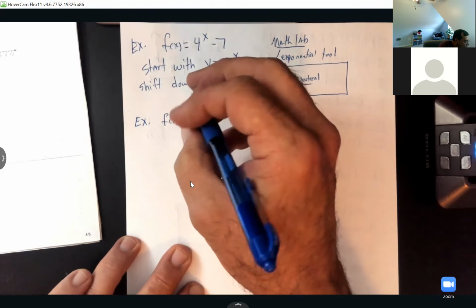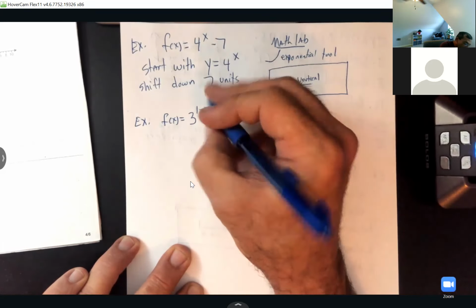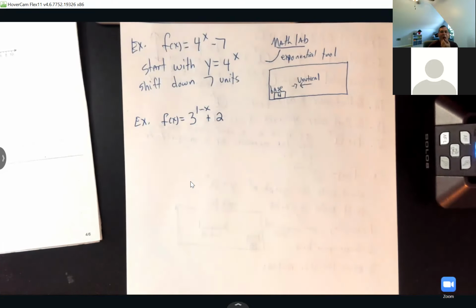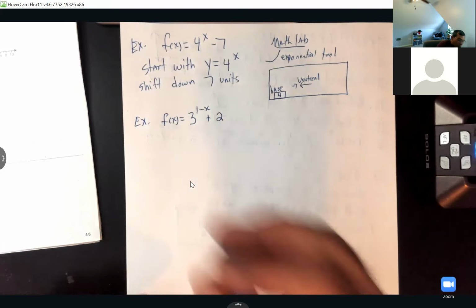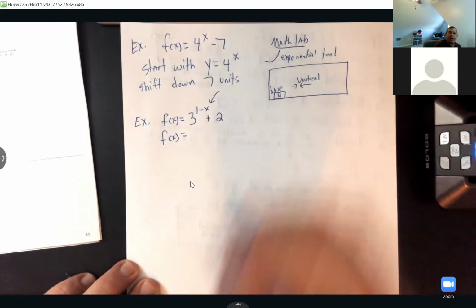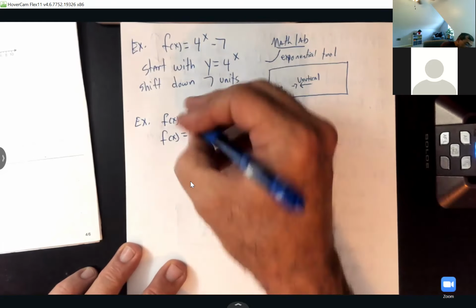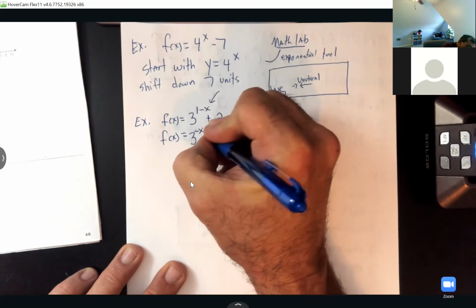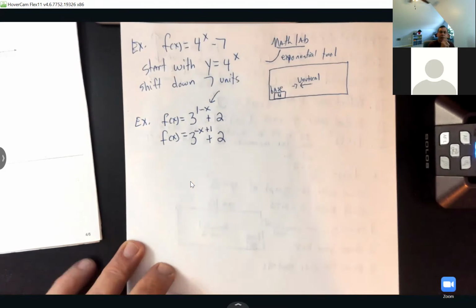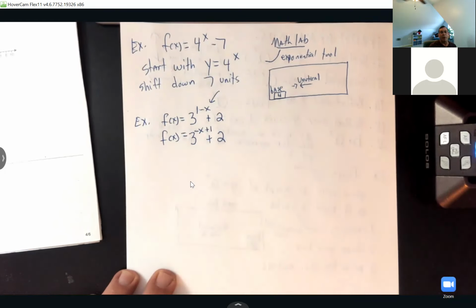All right, y'all, f of x equals 3 to the 1 minus x plus 2. All right, so for this problem, I usually like the x's first. So I'm going to rearrange the 1 minus x and make that a -x plus 1, and then bring down my plus 2. I just rearrange the order so the x's are always first on the exponent.